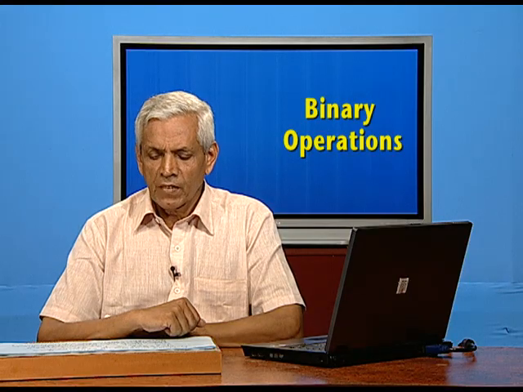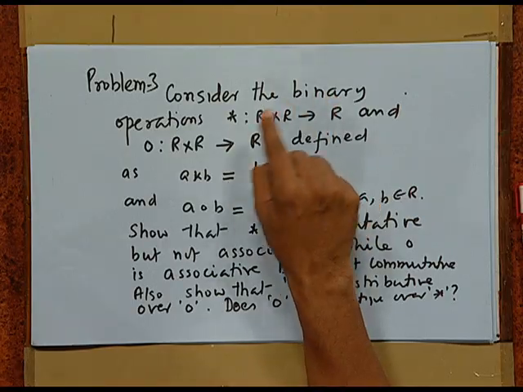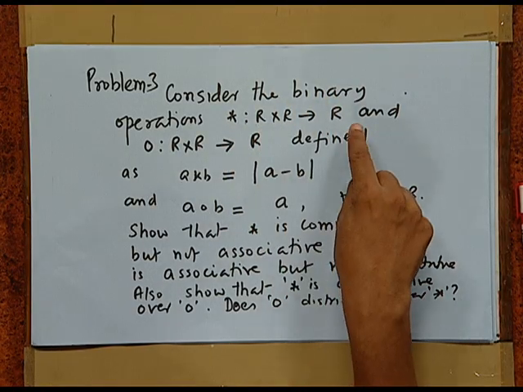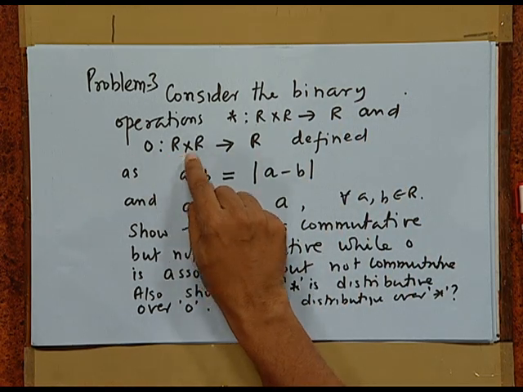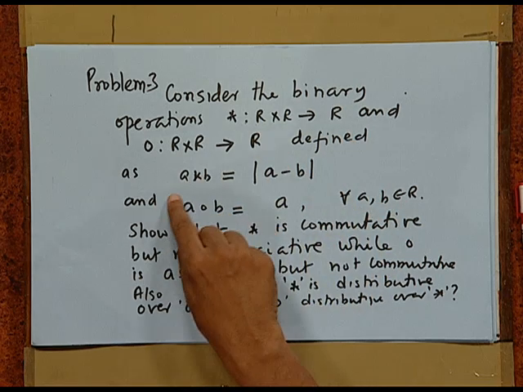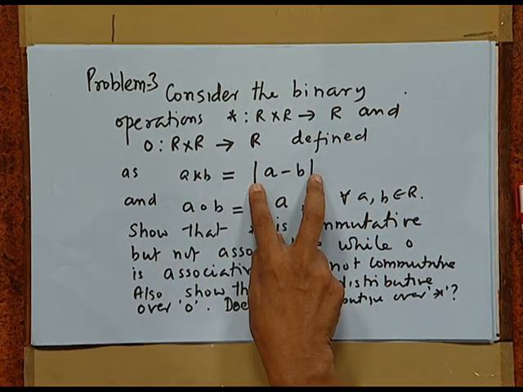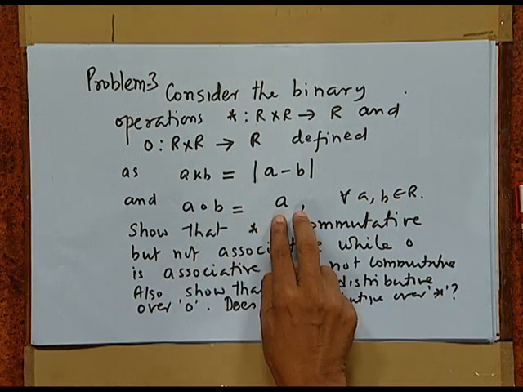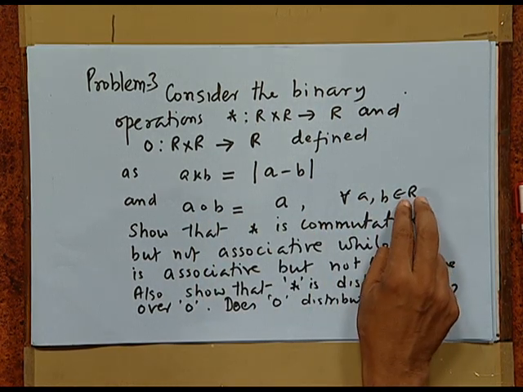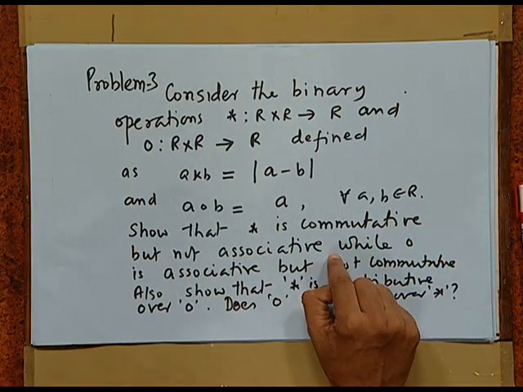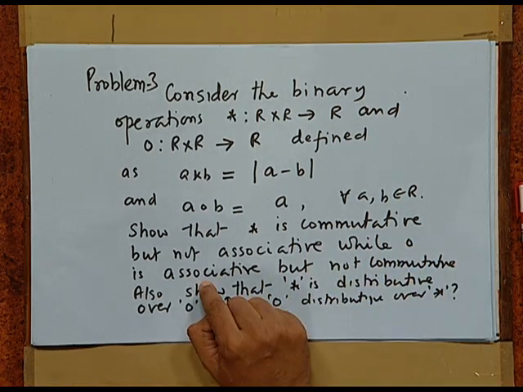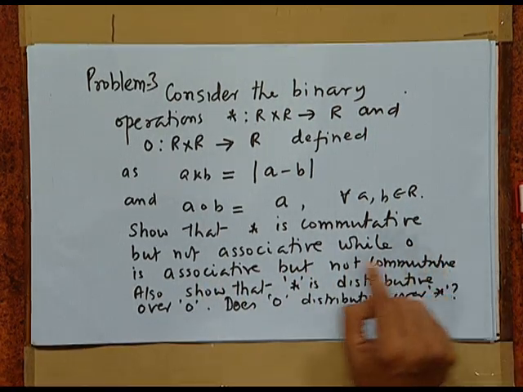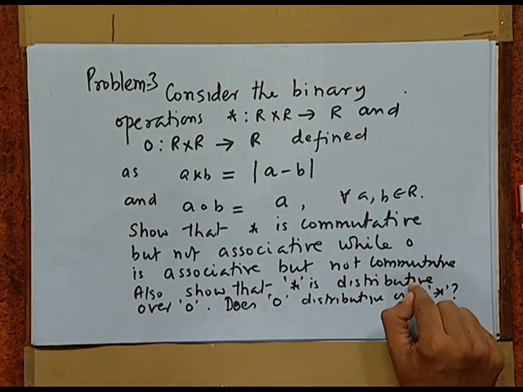Let us take one more example. Here, consider the binary operations star, R cross R to R, and O, R cross R to R, defined by A star B is modulus of A minus B and A O B is A for all A, B belonging to R. Now, here we are given two operations. We have to show that star is commutative but not associative, while O is associative but not commutative. Also, we have to show that star is distributive over O. Let us start solving this problem.